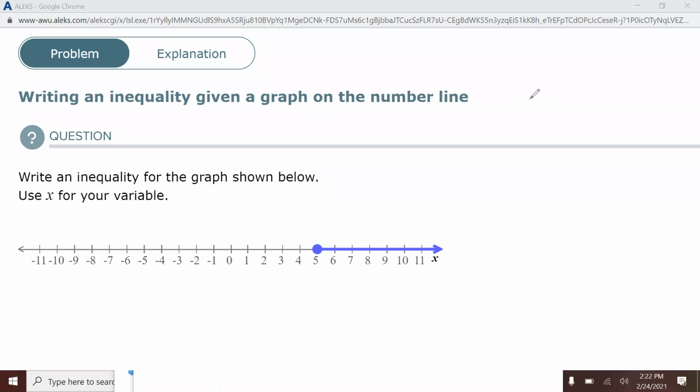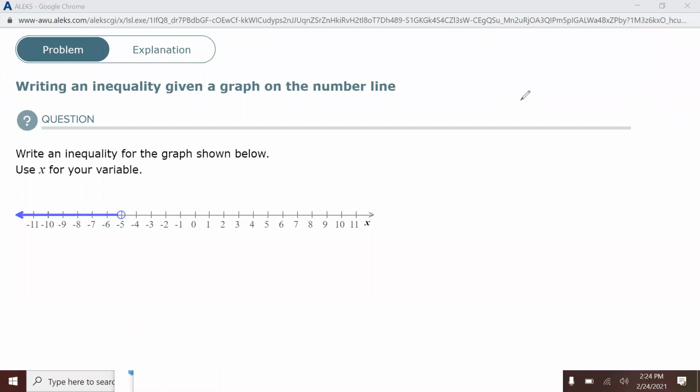Now we do the opposite of what we were just doing. Instead of being given the inequality statement and building the graph, this time we are given the graph and we will build the inequality statement from it. The numbers that are shaded in on this number line are all numbers that are greater than 5 or equal to 5. And that would be how we would do it.